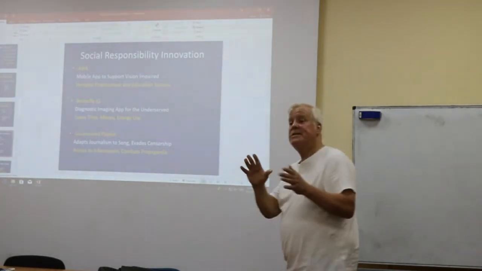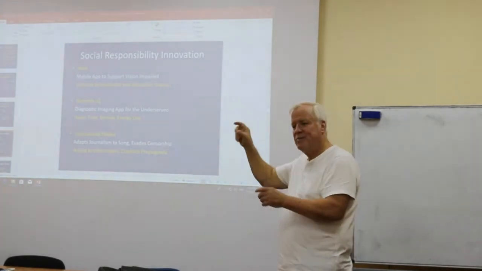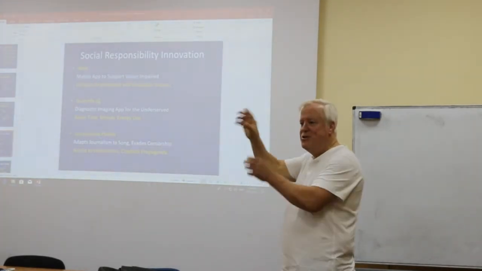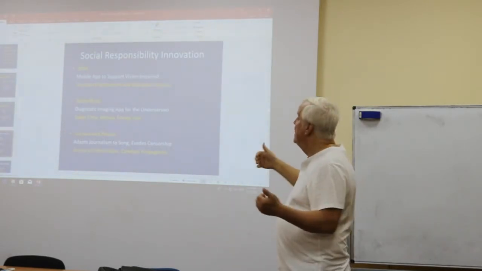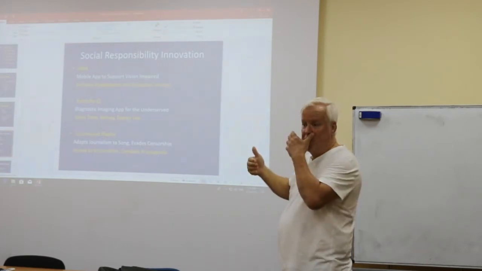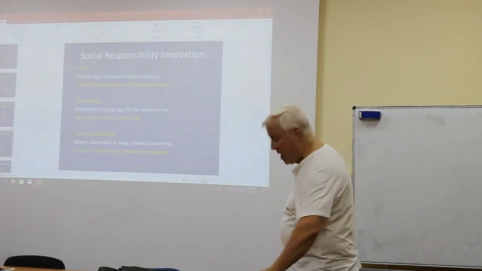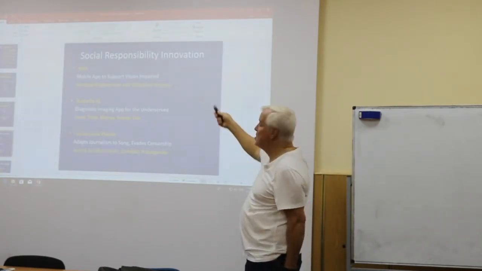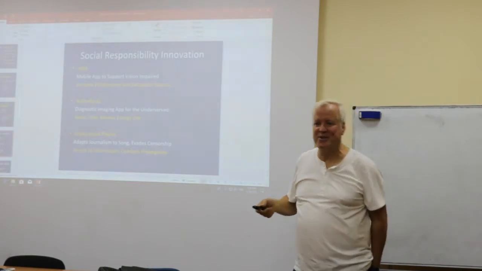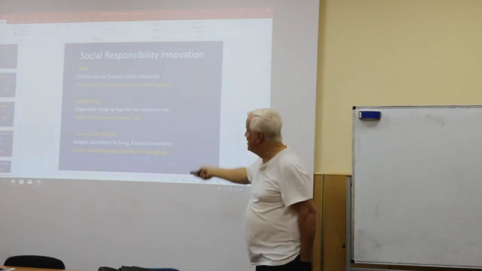And I picked these examples. Remember the slide where I said private, for-profit, private, non-profit, public, and NGOs, and so on. I grabbed examples, and these are examples that are in every one of those categories. You've got social responsibility innovation. I just created that category. But look at this.